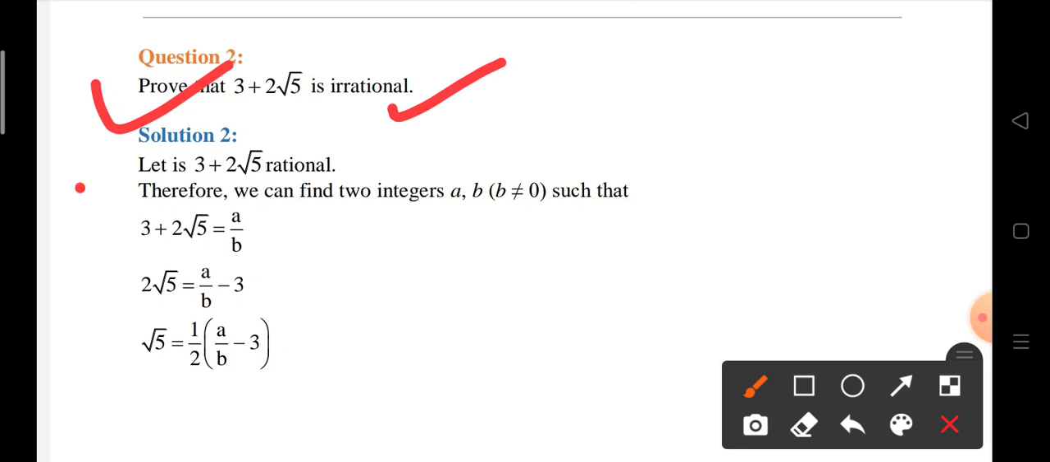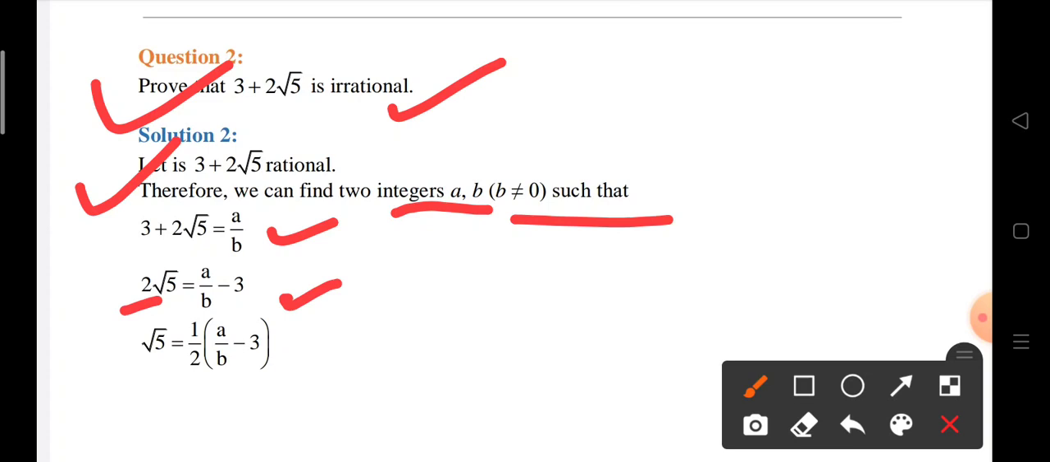We start with: let 3 plus 2 root 5 be a rational number of the form a by b, where a and b are integers and b is not equal to 0. Now shift this 3 from the left side to the right side. Then what you get: 2 root 5 is equal to a upon b minus 3. Now shift this 2 also to the right side. As it is in multiplication, it will go in the denominator.